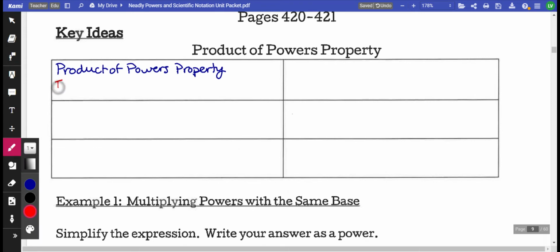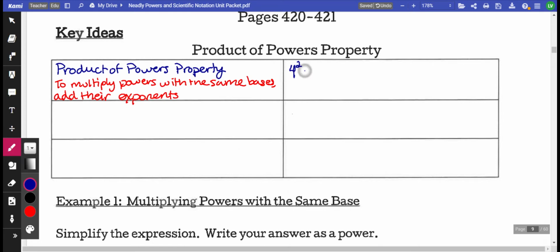This is to multiply powers with the same bases. You add their exponents. So for example, if we have 4 to the second power times 4 to the third power, you have the same base of 4. Then you want to add the exponent of 2 plus 3. So that becomes 4 to the fifth power.